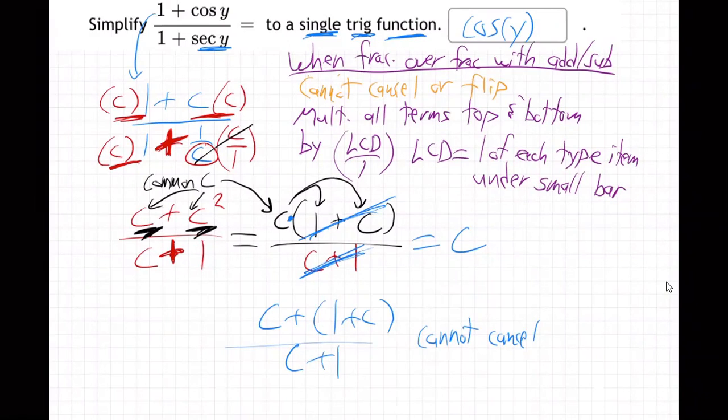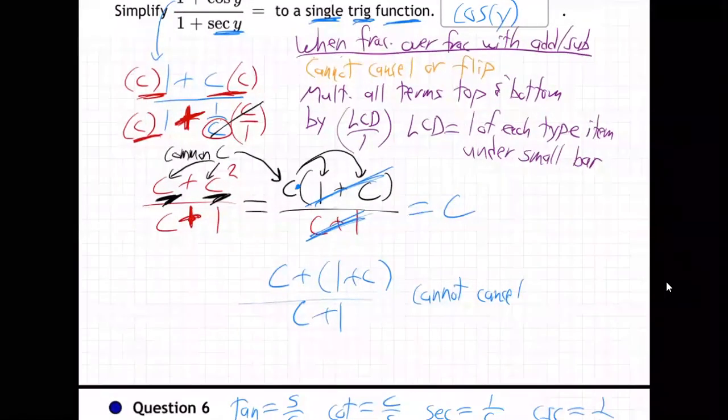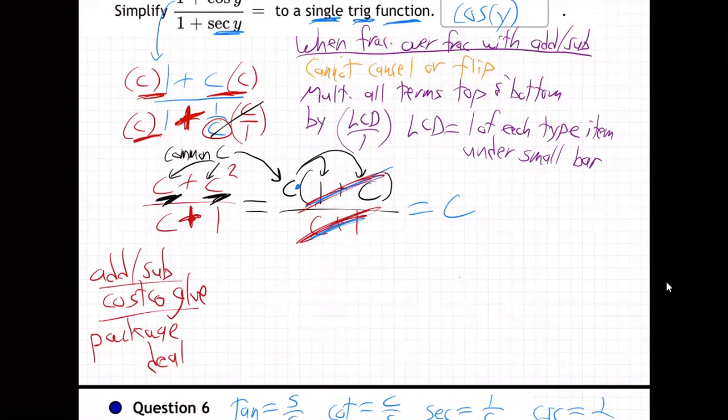Well, that's what pluses and minuses are like in algebra. And this is fancy algebra, basically, that we're doing here, even though we're in trig class. It's fancy algebra, and it gets fancier as you go into pre-calc and calc. Adding and subtracting is Costco glue, which means it makes a package deal out of things. So right here, I'm buying the whole package. That's fine, right? Costco will sell you stuff. You just got to buy the whole package.